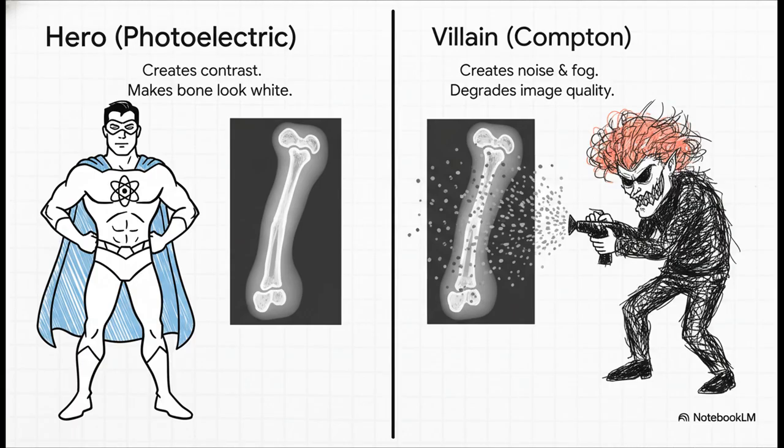Compton scatter, on the other hand, is the villain. Those scattered photons, they still hit the detector, but they're coming in from all sorts of random directions. They carry zero useful information about where they came from. They just add this uniform layer of grayness, like a fog, that washes out all that beautiful contrast our hero worked so hard to create.